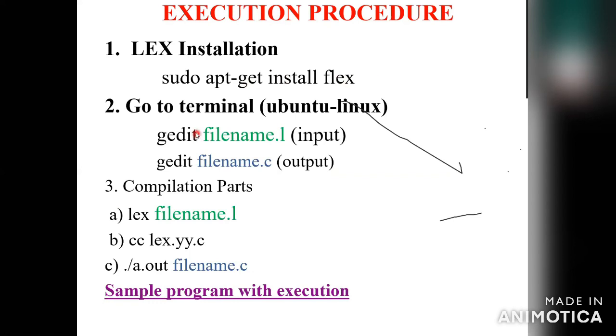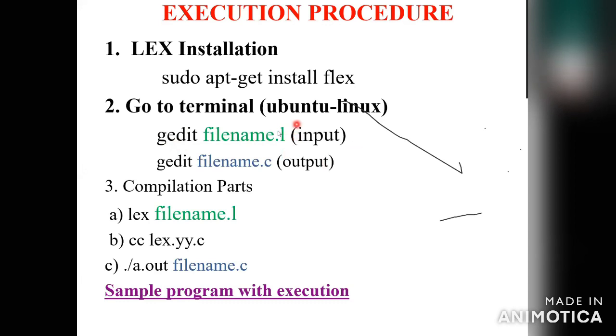Then you go to the terminal. You already have an idea about the operating system, the Unix or Linux environment, where you use the vi editor. Here it is the same as the vi editor, but you use the Ubuntu terminal. In the terminal, type gedit filename.l. Why do we use .l? Because .l is a Lex program, that's why you save it with the file name extension .l.